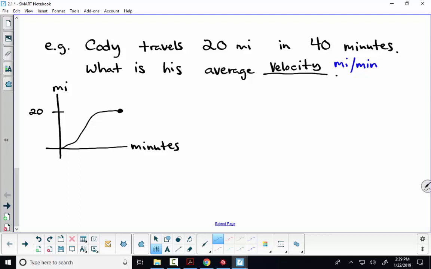The fact of the matter is if we're just computing the average, we don't care. Because to compute the average, we're going to say, okay, where did I start? And where did I finish? And then I'm going to measure the slope of that line. So that's my average rate of change, or slope of secant line.